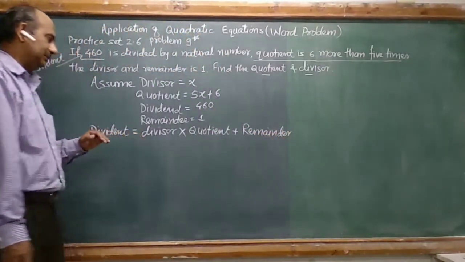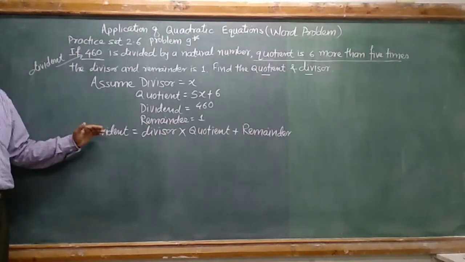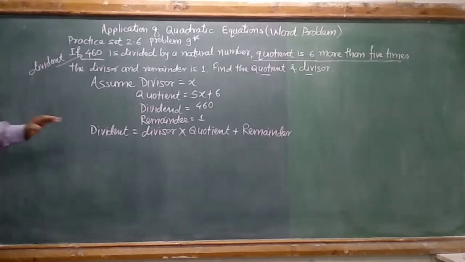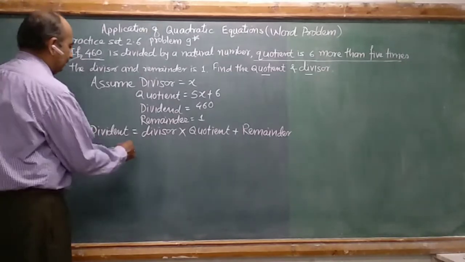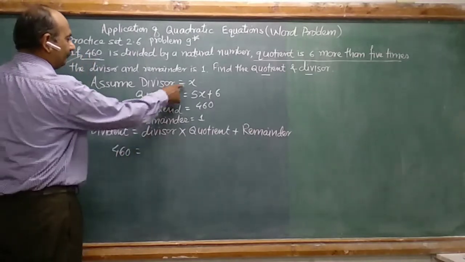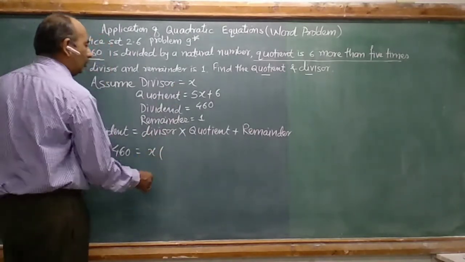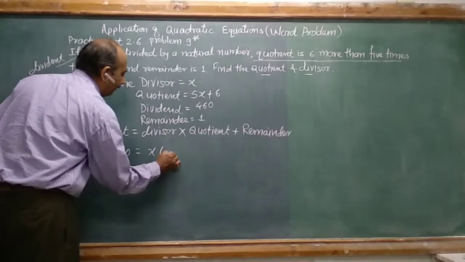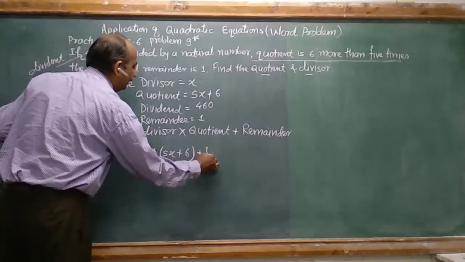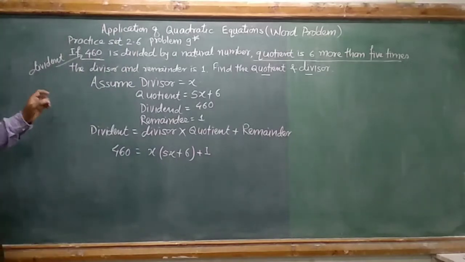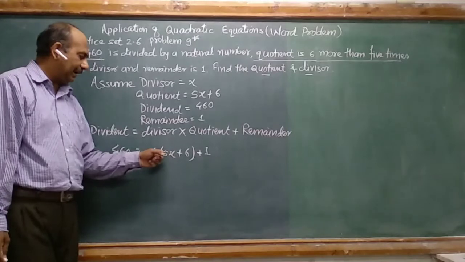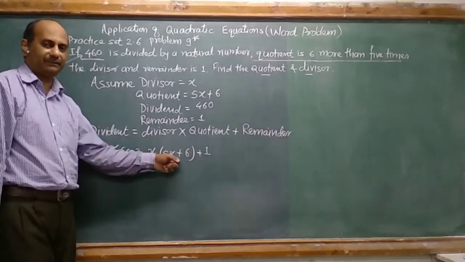This is the formula, and you have studied this in 9th standard. Now substitute the values. Dividend is 460, divisor is x, quotient is 5x plus 6, and remainder is 1. Once again, this x is outside the bracket, so multiply this x with 5x plus 6.